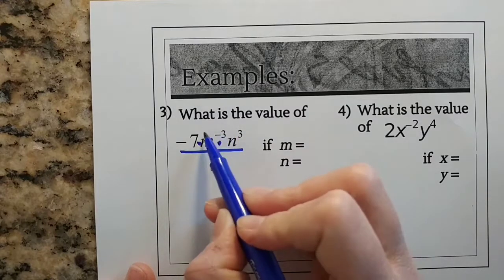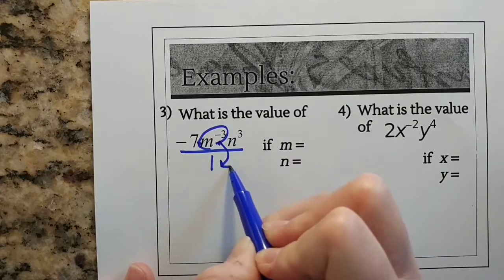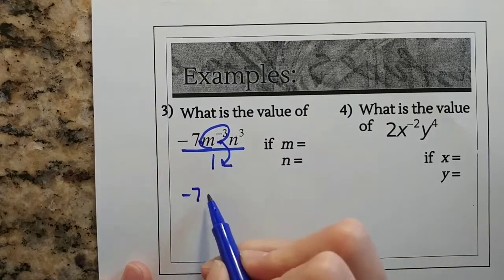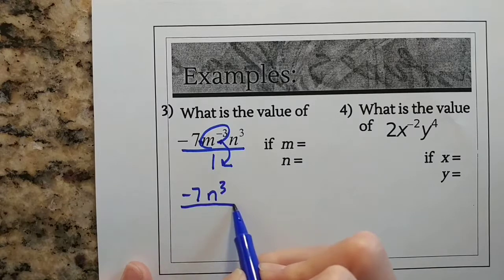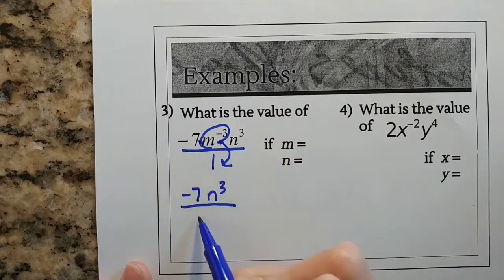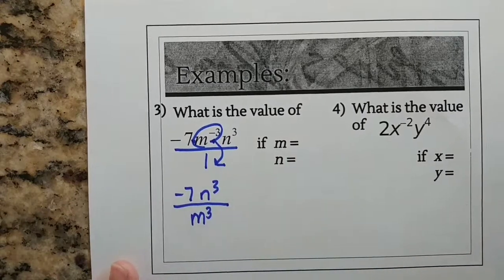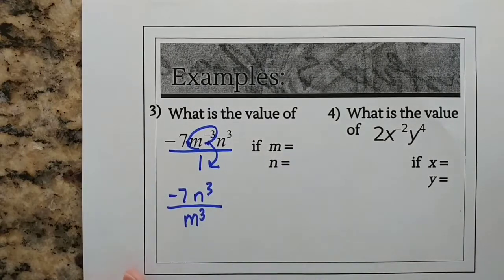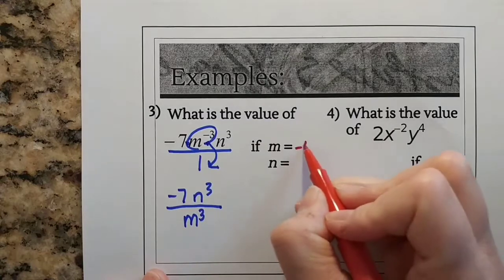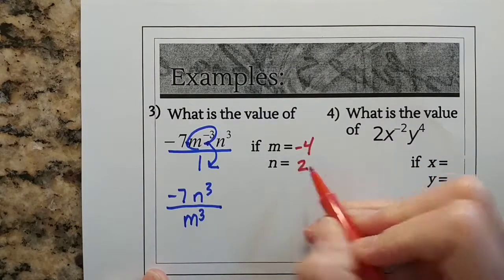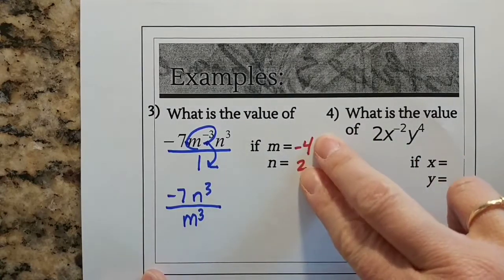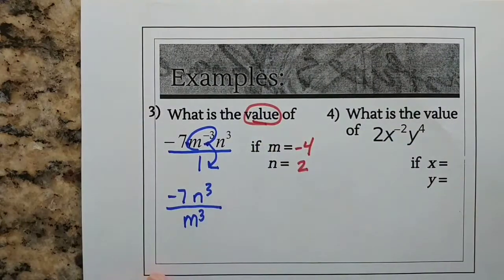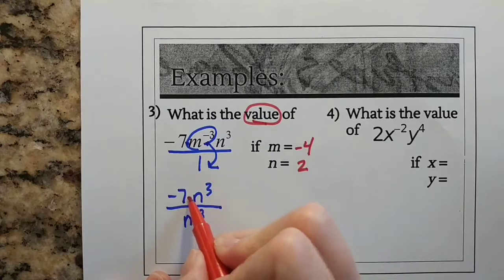Looks like we have a negative exponent. This one's going to have to move downstairs to become a positive exponent. So negative 7 and n to the 3rd stay in the numerator where they are, but the m is going to come downstairs. Okay, now that I have everything turned to positive exponents, now I'm going to start plugging in. M, I will tell you, is negative 4, and n is 2. Now let's plug in or substitute m and n right in here into the expression and find the value of it. So remember, these two are multiplied together.